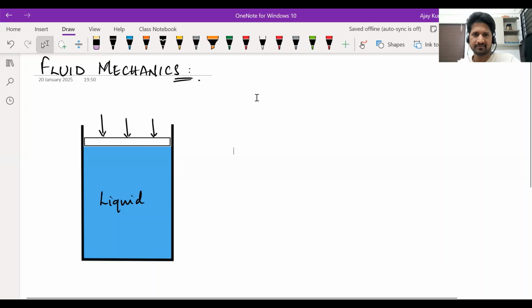The liquid gets compressed, sir. Okay, have you ever observed this in real life? Have you ever tried it? Did it happen? So when we press it, the water comes out. From where does the water come out? Sir, if there is a gap, from the gaps it comes out.